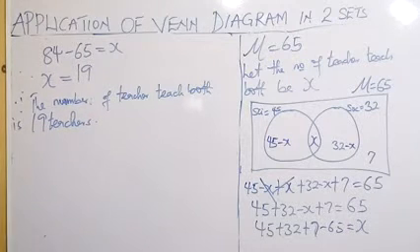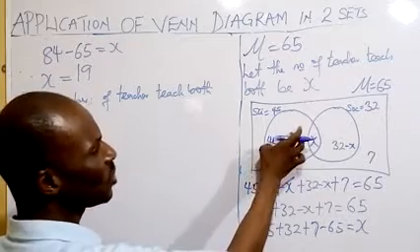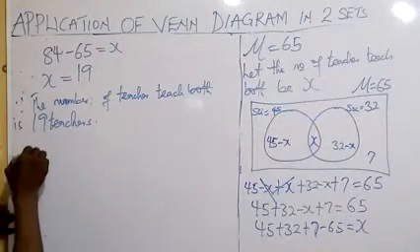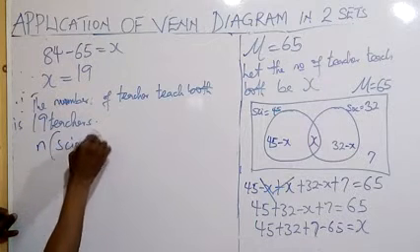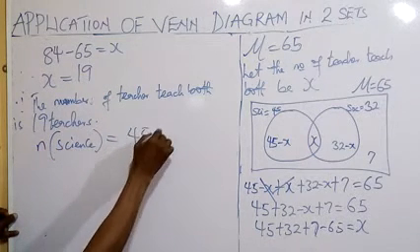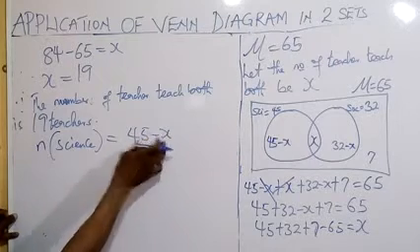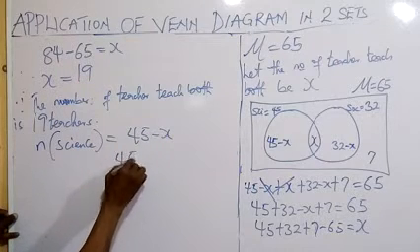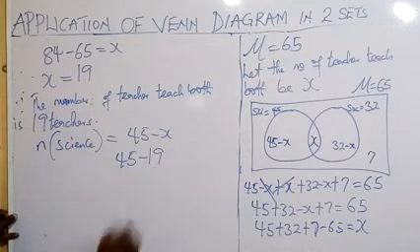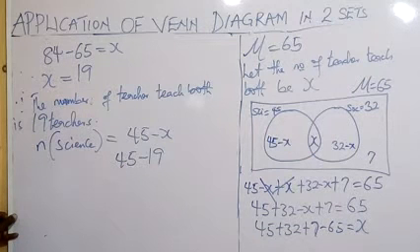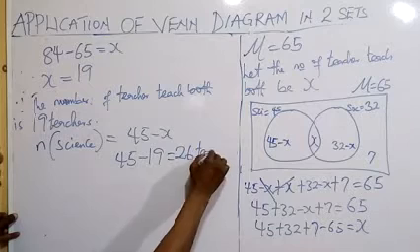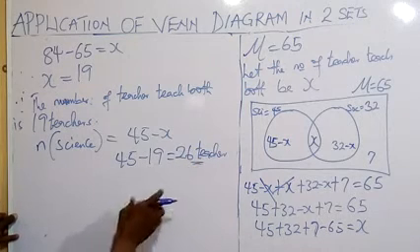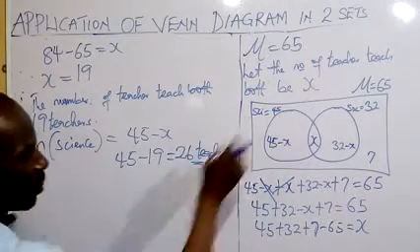If you want to find the number of teachers that teach only science, it would be 45 minus X. What's the value of our X? 19. So we have 45 minus 19. 45 minus 19 is what? We have 26 teachers. 26 teachers teach only science subject.